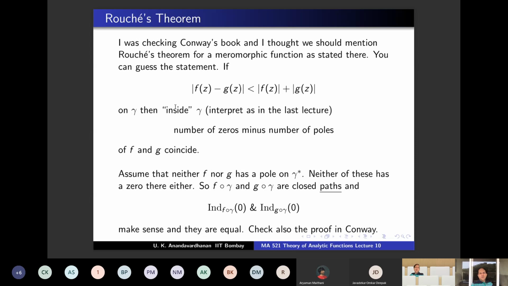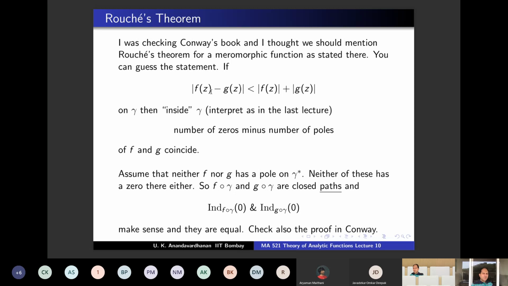You have the strict inequality; divide throughout by mod G. When you divide throughout by mod G, what do you get? You get mod of F by G minus 1 is strictly less than mod of F by G plus 1. From that, you can conclude that F by G cannot be a negative real number, because this is what we used to show that those homotopic paths will not go through 0. Same argument: if F by G is a negative real number, you will get some number strictly less than the same number.